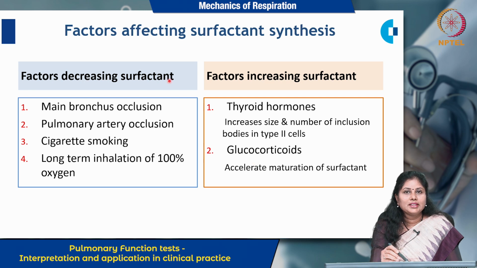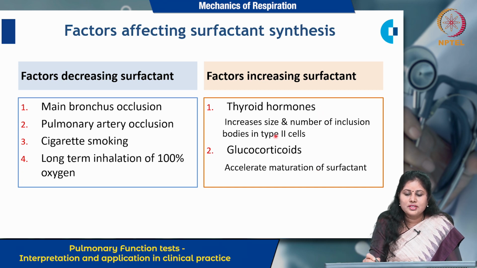Now, these are the factors that affect surfactant synthesis. Whenever the main bronchus or a main pulmonary artery is occluded, or because of cigarette smoking, or after long-term inhalation of 100% oxygen, the surfactant secretion decreases. Whereas thyroid hormones and steroid hormones increase the surfactant synthesis.